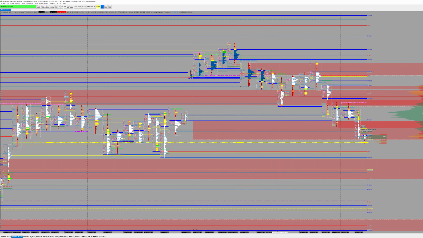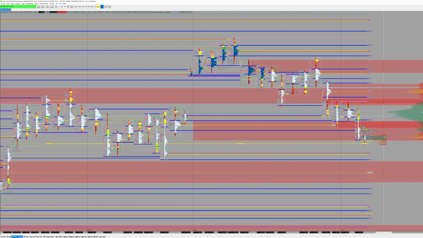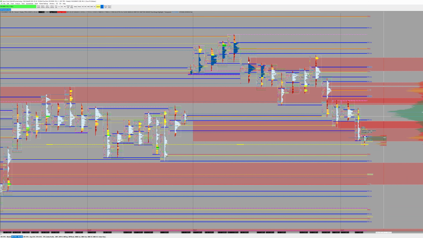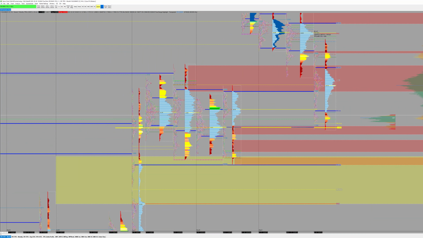All right. So yes, here I can project forward some low volume nodes and virgin points of control, volume points of control, market profile points of control, value area high, and so on. I can do all of that. You can see buying tails, selling tails. You can highlight that and project it forward. That's great.